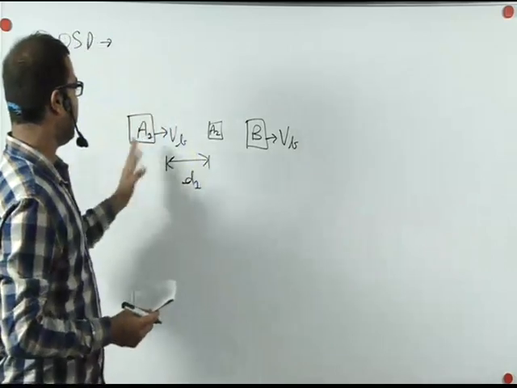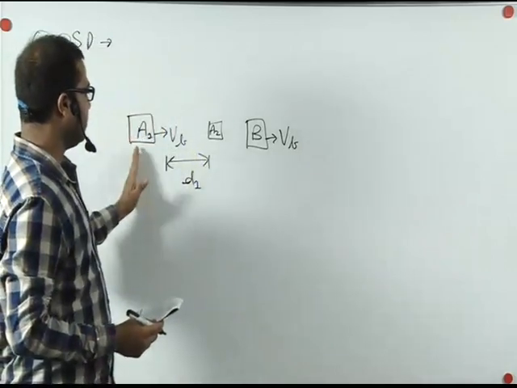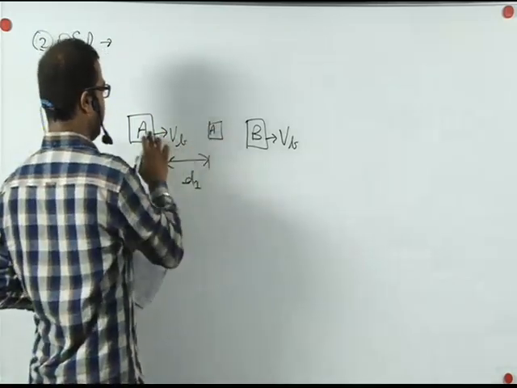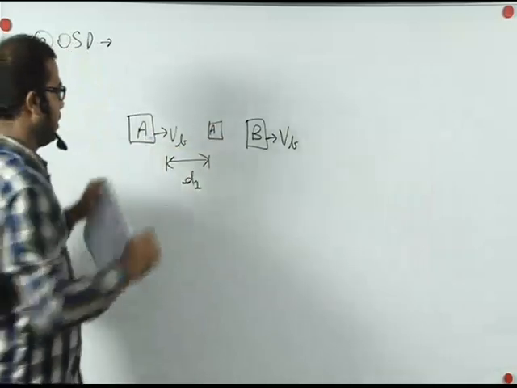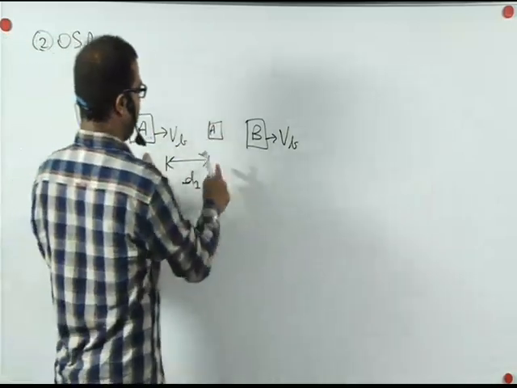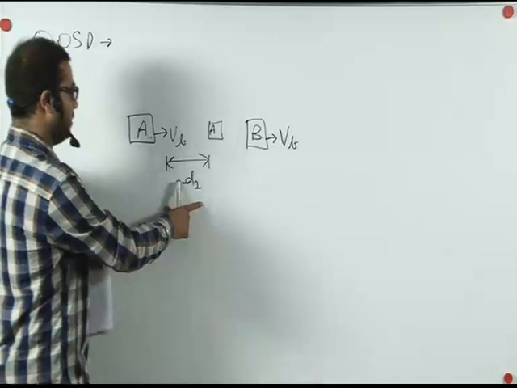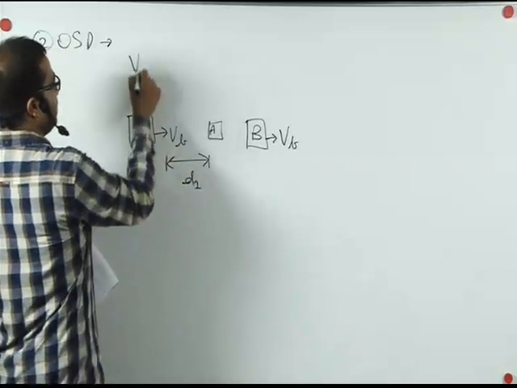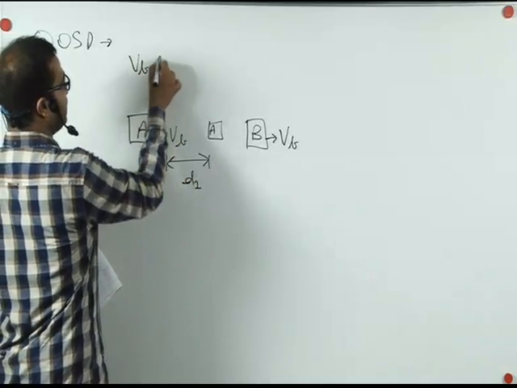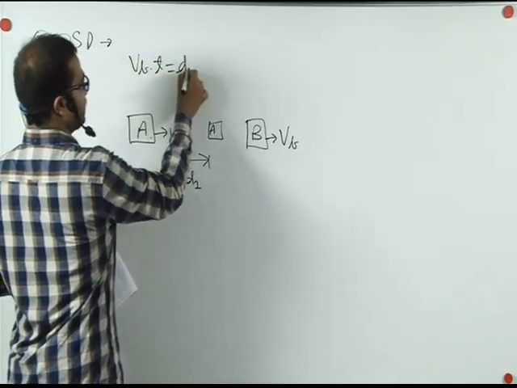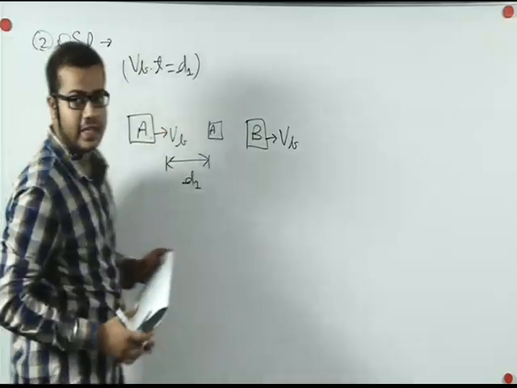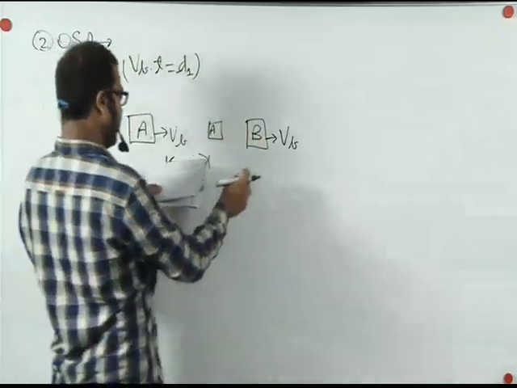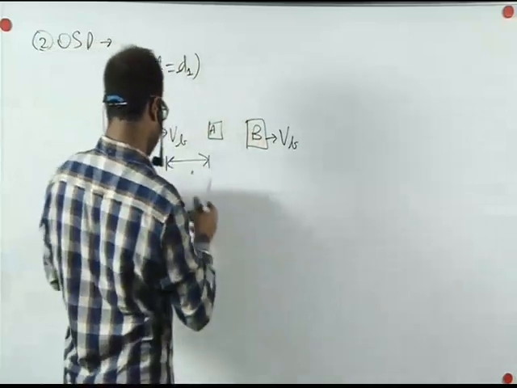D1 is the distance traveled by vehicle A, the same vehicle; I am just naming it. Okay, let it be A, no issue. So from here to here, it will travel a distance of D1. We can know this distance by multiplying Vb into T, where T is the reaction time, and this vehicle is moving with velocity Vb.